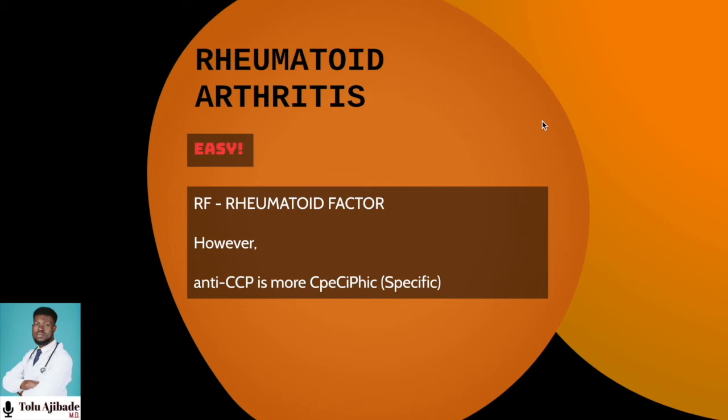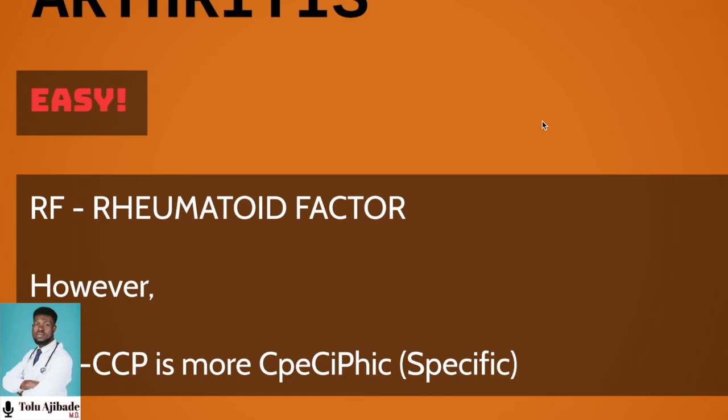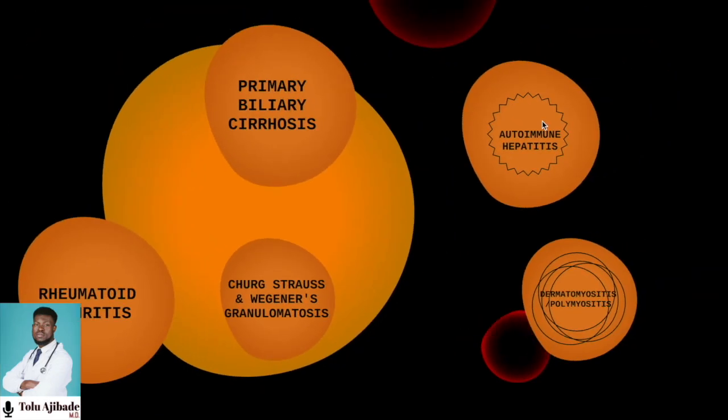So moving on to rheumatoid arthritis. This one is really simple. It's easy. RF, rheumatoid factor. Rheumatoid arthritis, so rheumatoid factor. However, there's another marker, which is anti-CCP, which is more specific. C for specific, C in CCP, C in specific. So as you can see here, it's more specific. Okay? So RF and anti-CCP.